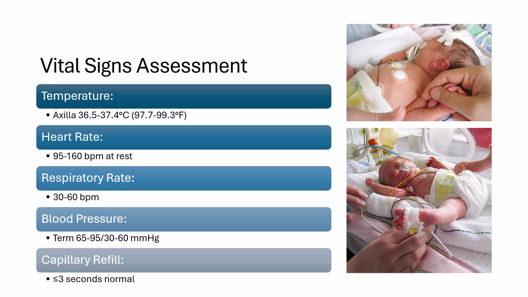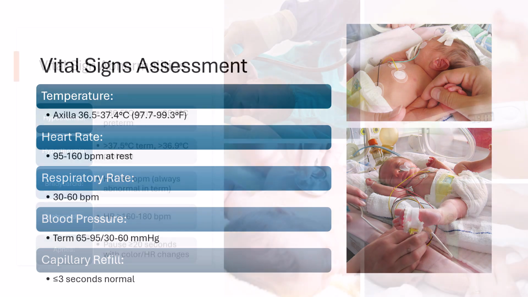For term infants, blood pressure ranges around 65 to 95 over 30 to 60 millimeters of mercury, and capillary refill of 3 seconds or less is considered normal. These ranges appear frequently on the exam, so commit them to memory. Remember that vital signs vary with gestational age and postnatal age, so context matters.